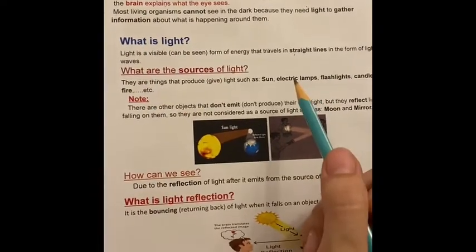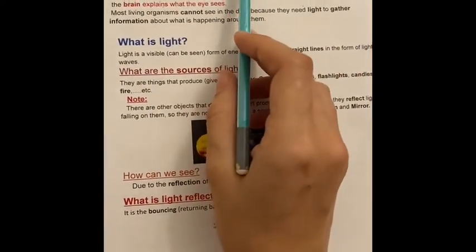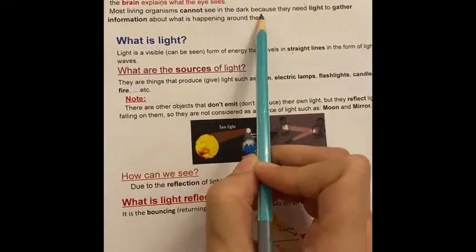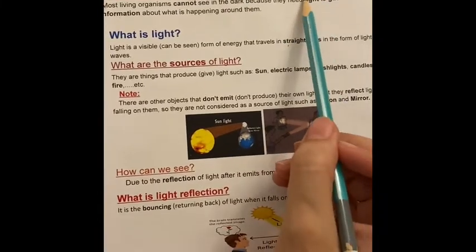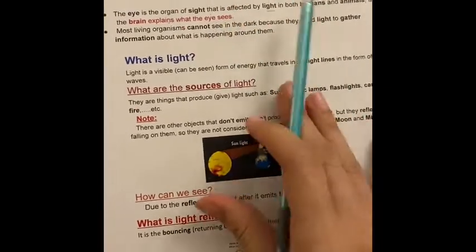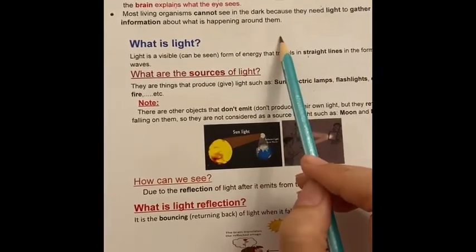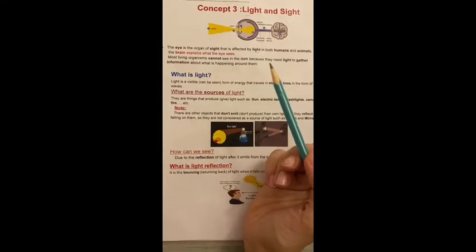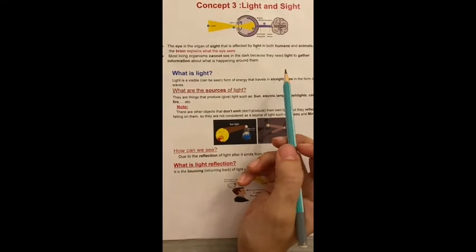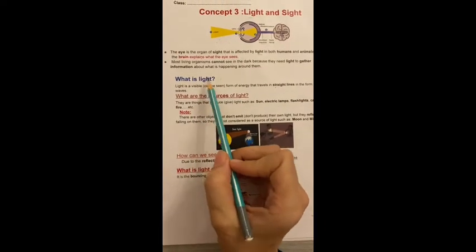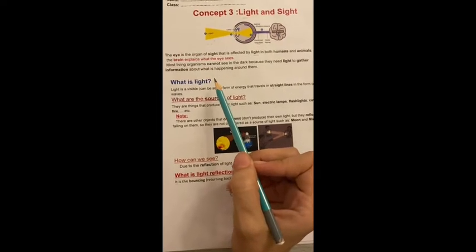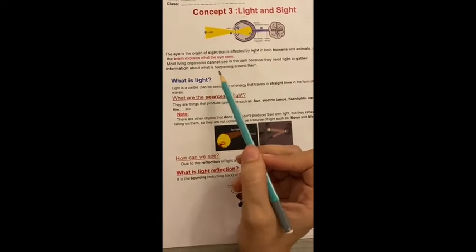Here is a question. Can we see in the dark without light? Most living organisms cannot see in the dark because they need light. Light helps us to gather information about what is happening around us. So what is meant by light? Light is a form of energy. But what is the difference between light and sound energy? What is the difference between light and heat energy?